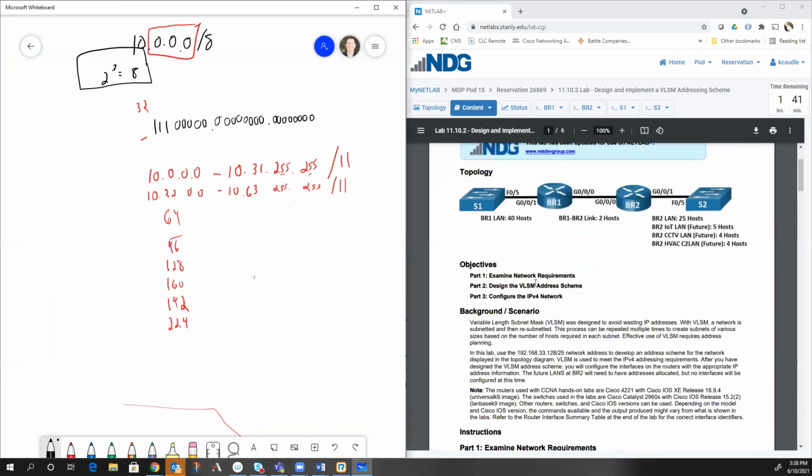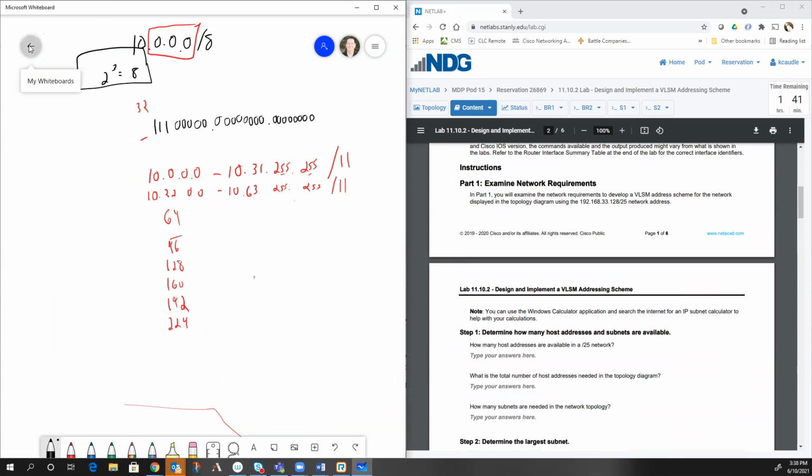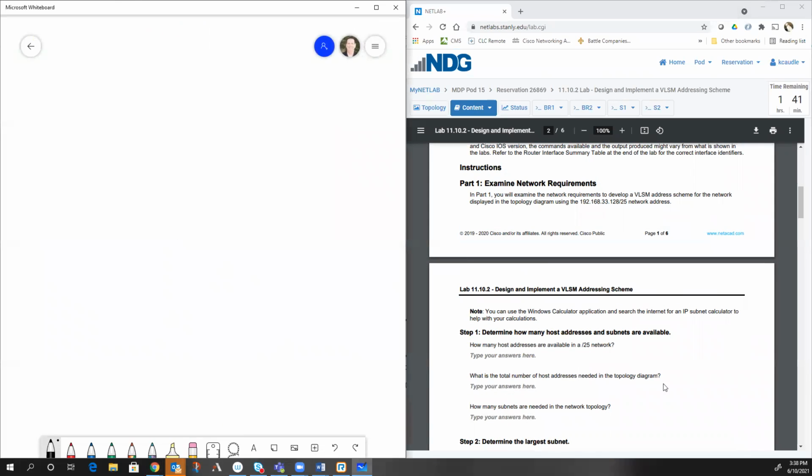Now, what it's going to ask you first, it says examine the requirements. So let's look at this lab. And it says, first off, how many host addresses are available in a /25 network? Well, you should be able to figure this out just using the formula. A typical IPv4 address is 32 bits, correct? Everybody agree with me on that? So if there's a /25, that means there are 7 host bits left.